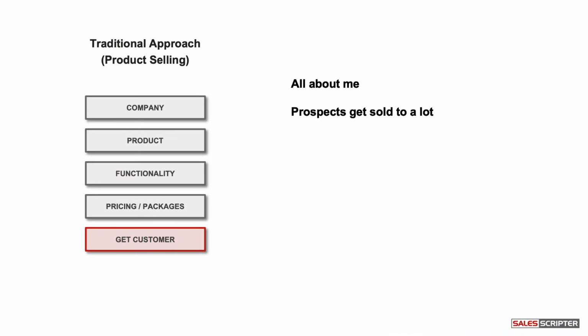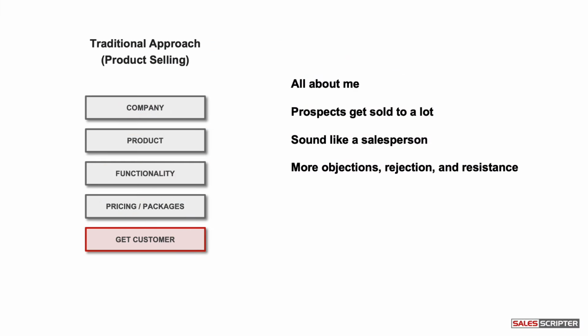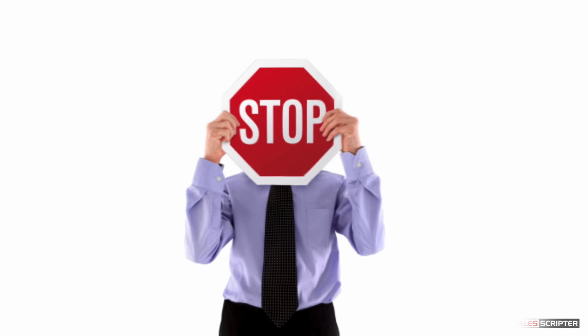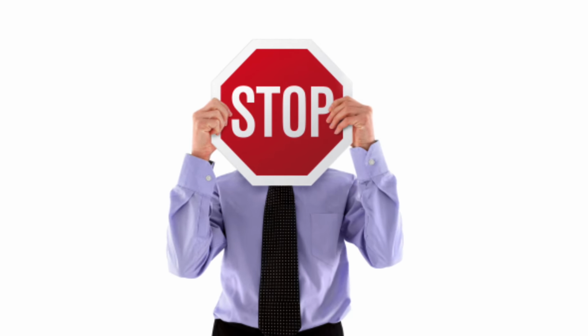The other problem with being a product selling salesperson is that the prospects that you sell to get sold to a lot. They are receiving cold emails and cold calls every day. And when you use a product selling sales pitch, you instantly flag yourself as being the next salesperson that is reaching out to try to sell their product. And this will trigger immediate guardedness on the prospect side, which will make them feel like they have to start giving you objections to try to get rid of you, and that will lead to more rejection and more resistance.